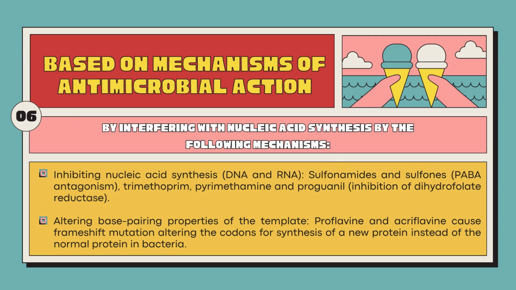Lastly, based on interfering with nucleic acid synthesis, the mechanisms include inhibiting nucleic acid synthesis such as DNA and RNA. Such agents include sulfonamides and sulfones, which are PABA antagonists. Also, trimethoprim, pyrimethamine, and proguanil, which inhibit dihydrofolate reductase.